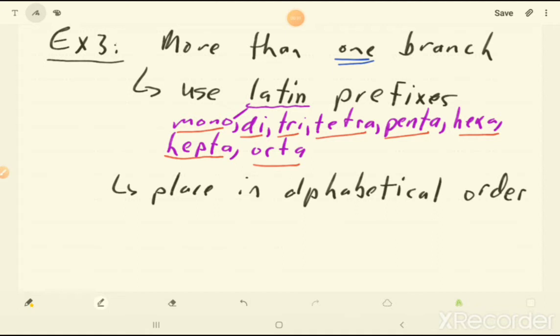And again, if there's more than one type of alkyl branch, or I would say just branch, then you get to place it in alphabetical order. And we'll show you what that means with the following example.